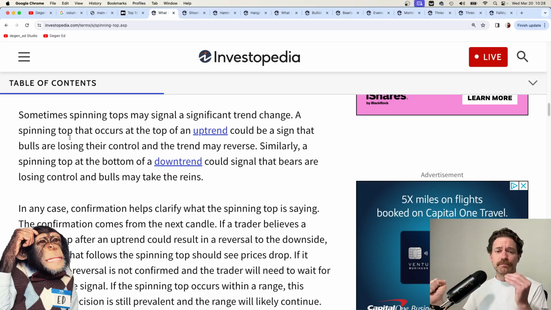So that comes if bulls are in control and then you get indecision, that could mean a reversal. If bears are in control and you get indecision, a spinning top, that could suggest a reversal. So it is all about the context. If you see a spinning top, you have to look at the other candles to really understand: is there going to be a reversal, or is there just indecision and it might flatten out? So I think it's very important to be paying attention to.